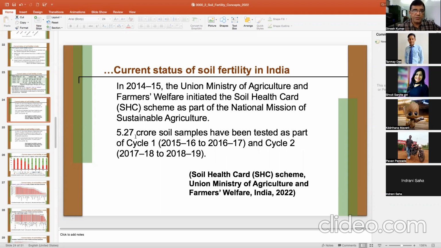And what did they do? They took 5.27 crore soil samples during the first cycle and second cycle. The first cycle was for 2015-16 to 2016-17, and then the second cycle was 2017-18 to 2018-19. So these were the years when the samples were collected, there were two cycles, cycle 1 and cycle 2, and the sample number was 5.27 crores.